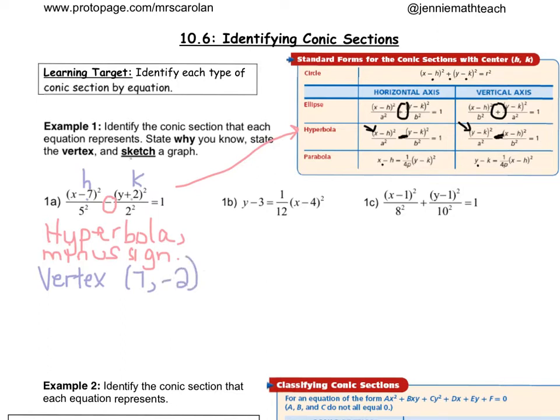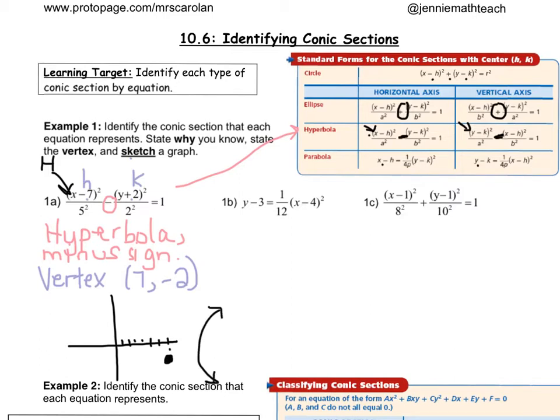And a quick sketch of the graph. 7 over, 2 down. So 1, 2, 3, 4, 5, 6, 7, 2 down. That's where the center is. And now we need to figure out which way it's going to open. For the hyperbolas, since the order matters, we need to go with whichever letter's first. Since the X is first, it's going to be horizontal. So, a horizontal hyperbola would be like this.